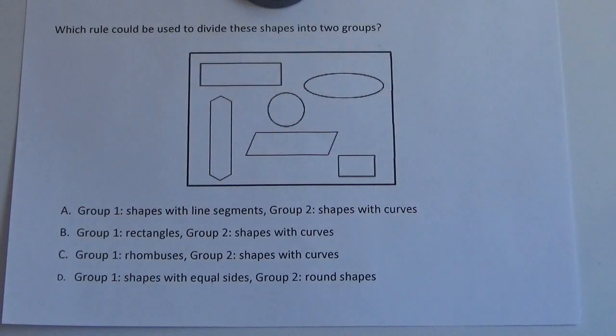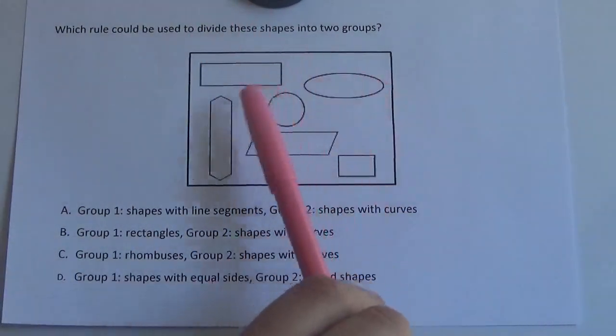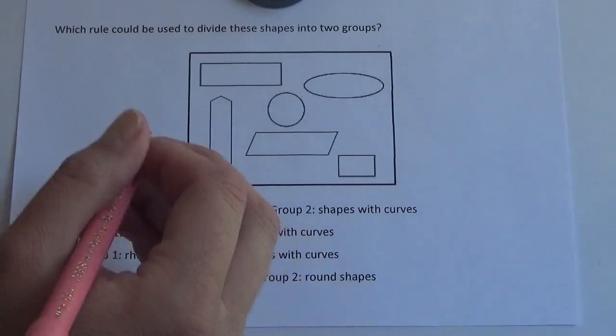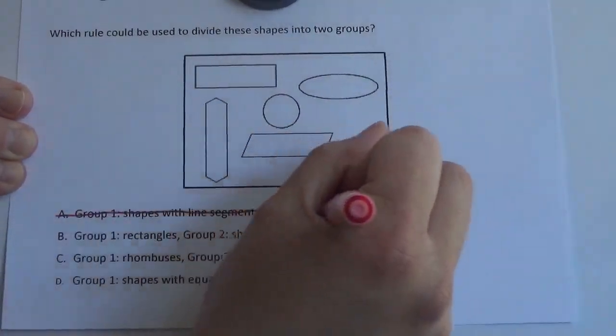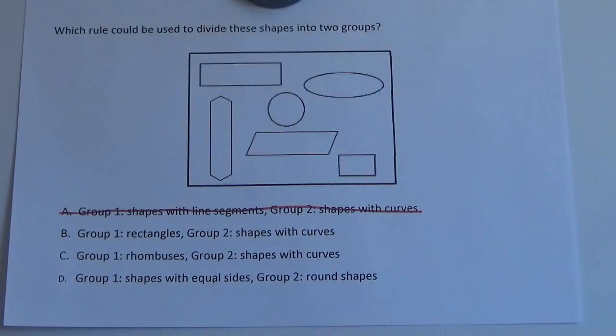That might have been a phrase that you didn't know what it meant. Line segments are lines that do not connect. Are there any lines here that do not connect? No. So you can already tell without even finishing it that this one wouldn't make sense. So I'm going to get rid of that.